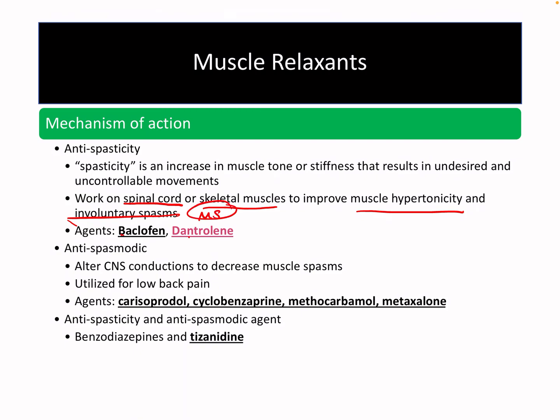Baclofen and dantrolene are the two antispasticity agents. Baclofen is primarily used because dantrolene is associated with serious side effects, including liver dysfunction. Your antispasmodics are used more for lower back pain and other types of muscle spasms. And when we talk about symptom-driven therapy, really when patients start talking about having spasms, these are the agents you will use. Now, there are some agents that have both properties, including benzodiazepines, which we are going to try to avoid in most patients due to the risk and the potential for abuse, and tizanidine.